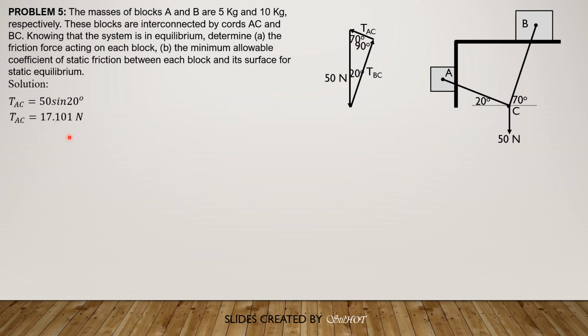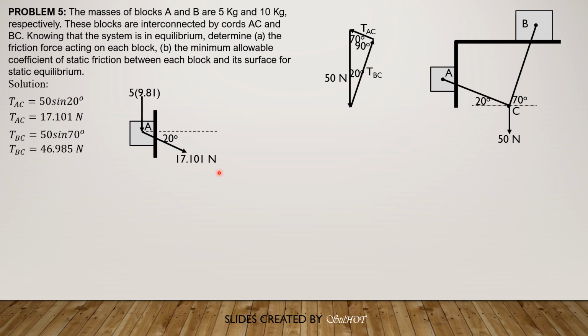So tension AC is 50 sine 20, 17.101. Tension BC, 50 sine 70 is equal to 46.985 newtons. So let's draw the free body diagram of block A. So we have 5 times 9.81, its weight, then tension, which is 17.101 newtons. Then we have the normal force NA and friction force, which I'll call friction force, or mu A times NA.